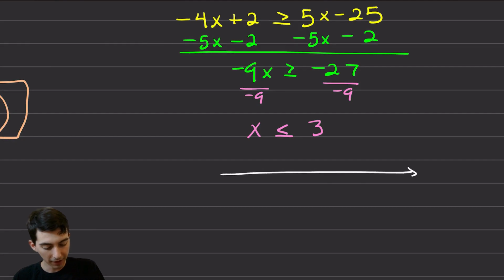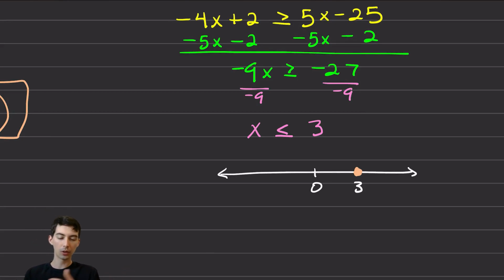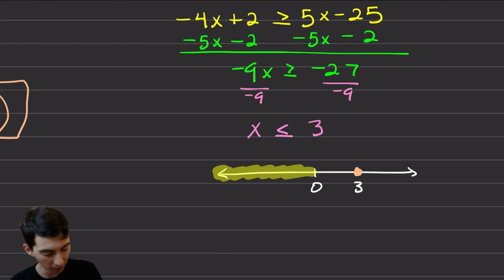So now let's graph that on the number line. I've got 0 and then 3 would be over here. Since I have the line underneath it, I'm going to include 3 in my solution set. So I'm going to indicate that on the number line with a closed circle. And I still want everything less than 3, which we know is to the left of 3. So I'll highlight all of these numbers here.